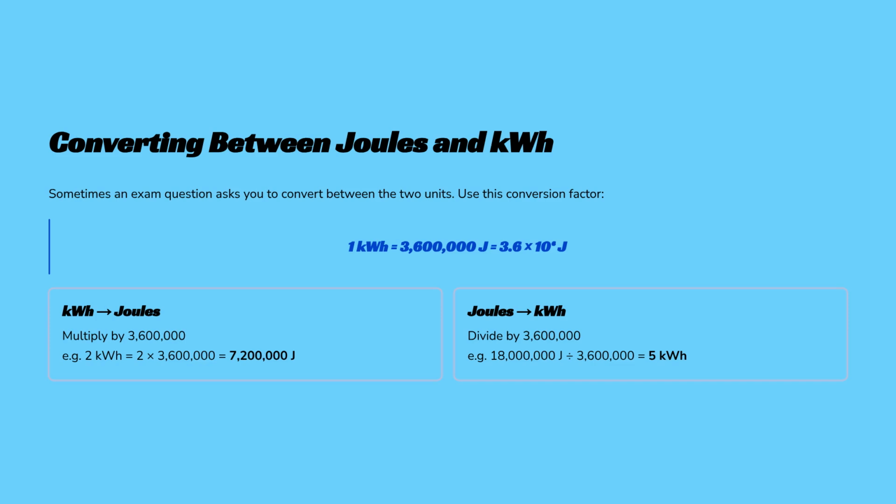If you need to convert between them, remember that 1 kilowatt-hour is equal to 3.6 million joules. Multiply by this number to convert from kilowatt-hours to joules, or divide to go the other way.